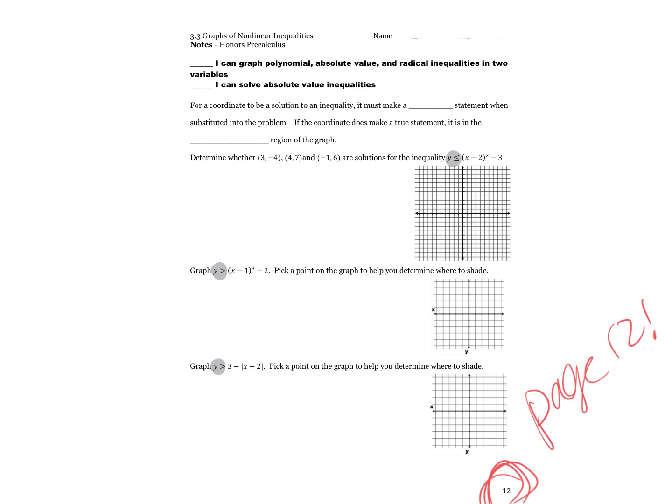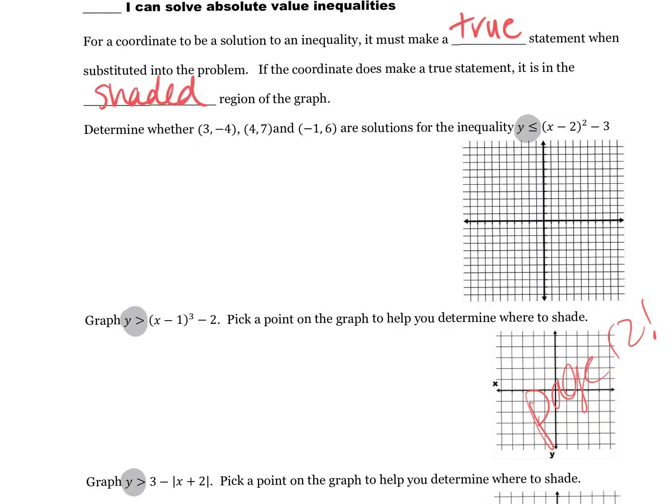Yeah, we have to make true statements in order to shade my region. If a coordinate makes a true statement, then it is in the shaded region. Okay, so now we need to graph this accurately. We can do this. All we're going to do is practice this together today.